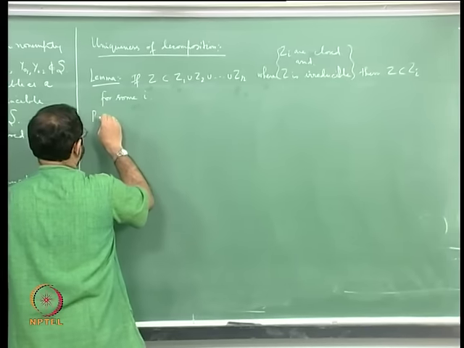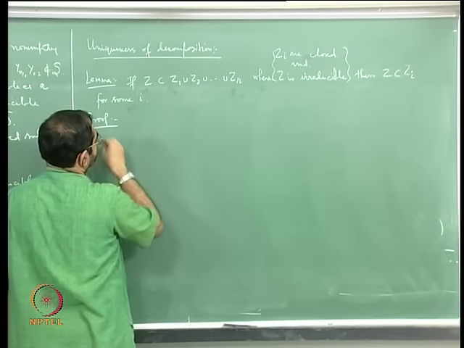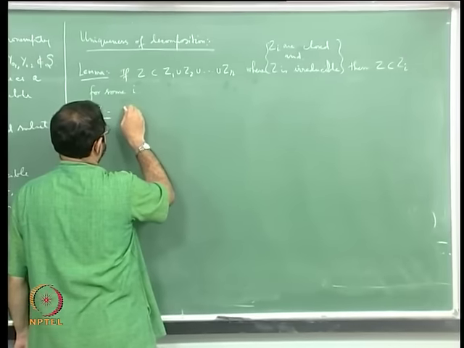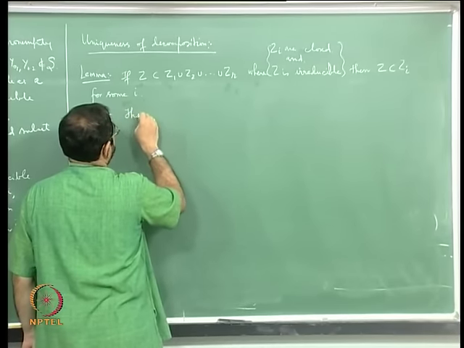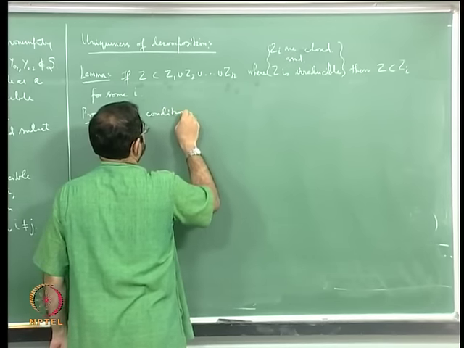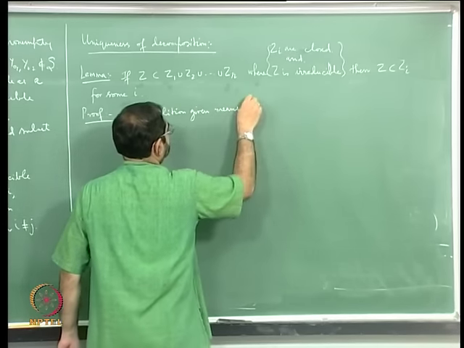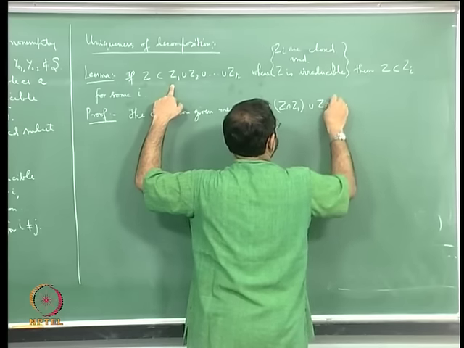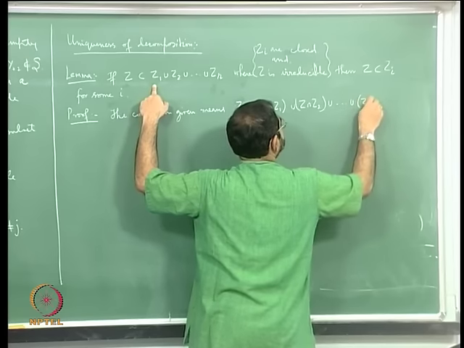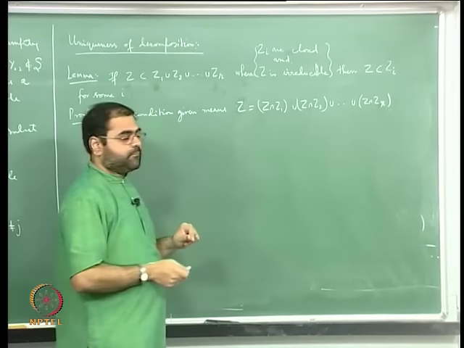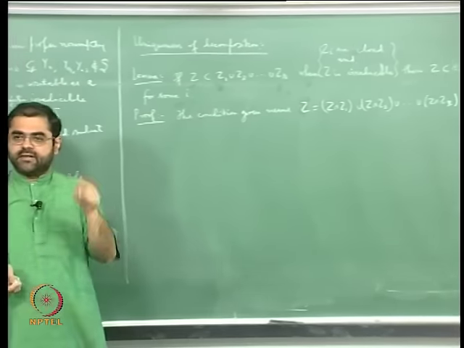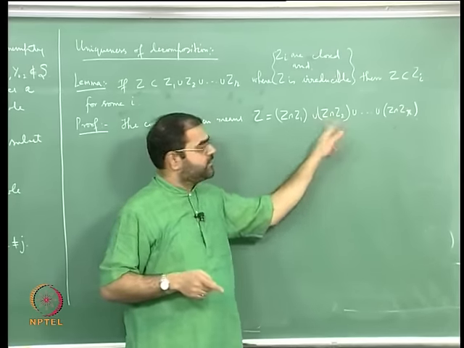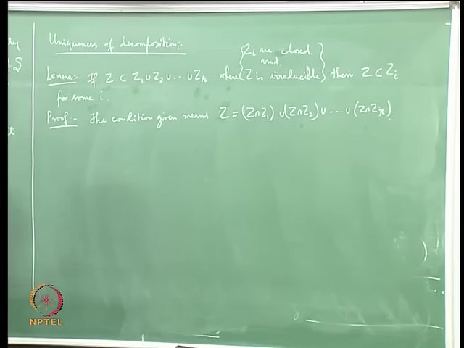So the proof is, well, you see, you just have to use the condition given. It means that Z is actually Z intersection Z1 union Z intersection Z2 union through Z intersection Zr. Because Z is contained in this union, so Z intersect that union is Z, but Z intersect that union is just Z intersect each member of the union and then you take the union, because the intersection distributes over the union. Okay, so that's what it means.